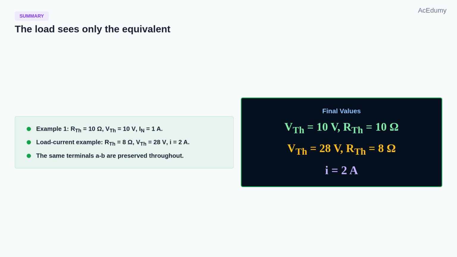The main habit is to treat the load terminals as the viewpoint. Remove the load. Find R Thevenin by turning off independent sources. Find V Thevenin as the open circuit terminal voltage, and then reconnect the load to the equivalent. For example 1, R Thevenin is 10 ohms and V Thevenin is 10 volts, so the Norton current is 1 amp. For the load current example, R Thevenin is 8 ohms, V Thevenin is 28 volts, and the load current is 2 amperes.